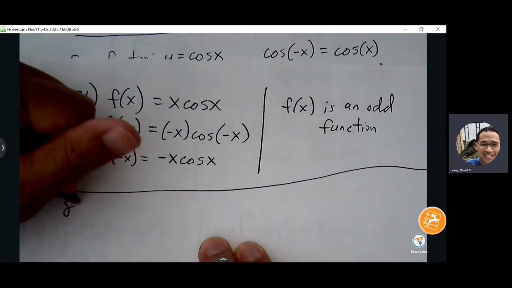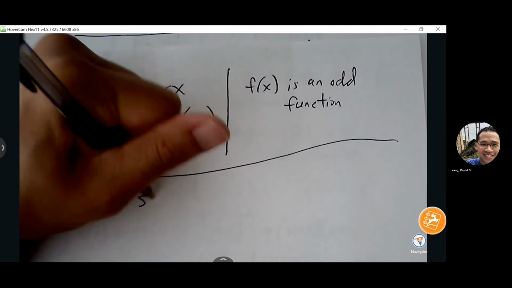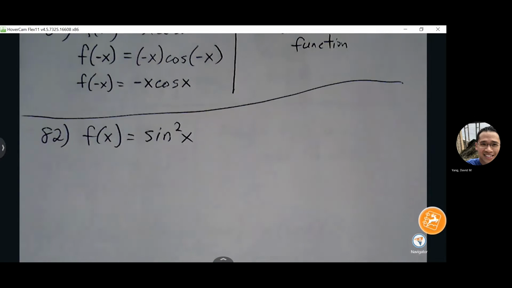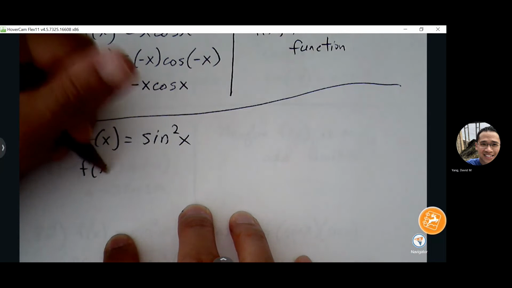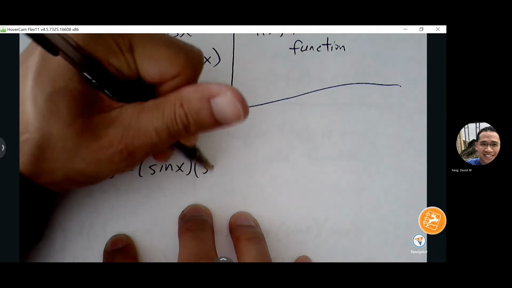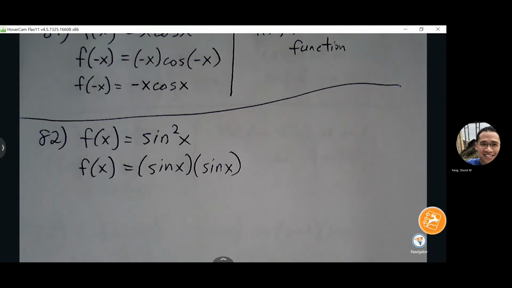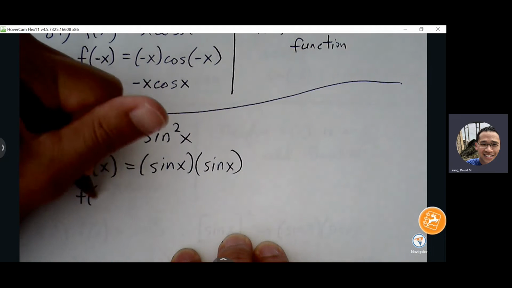Okay, last one here, 82. f of x equals sine squared x. Another way of thinking of sine squared x is sine x times sine x. That squared in that location means I'm squaring the function, and squaring the function means both of them multiply together. All right, so let's test if this is an even or odd function. Let's replace every x with negative x.